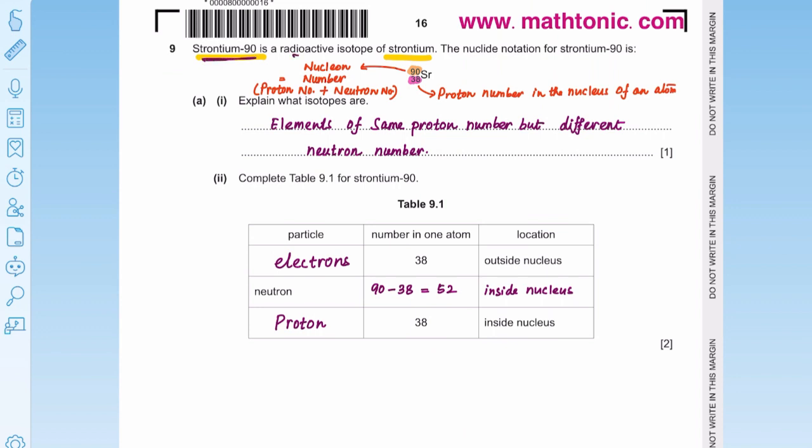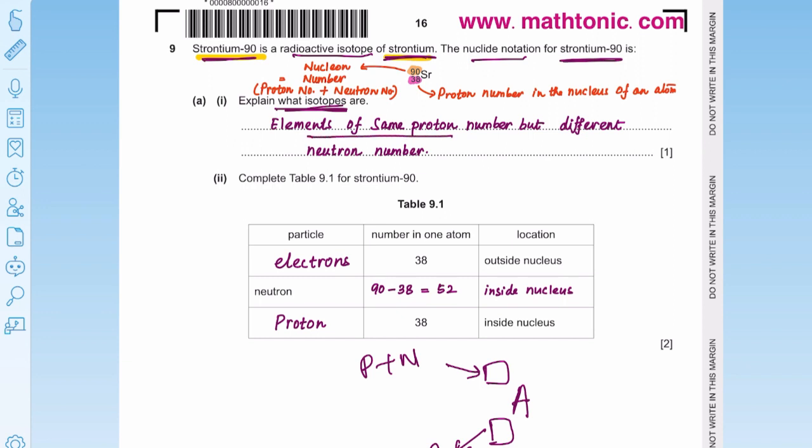Next, question number 9. Strontium 90 is a radioactive isotope of strontium. What is the nuclide notation of strontium 90? Remember this one. If there is an element, these two numbers indicate two different things. This indicates the nucleon number, meaning protons and neutrons, and this indicates only protons. So what does isotope mean? Elements of the same proton number but different neutron numbers. Got it?